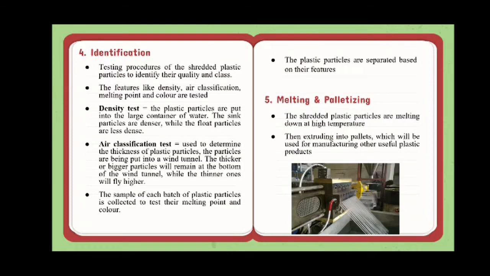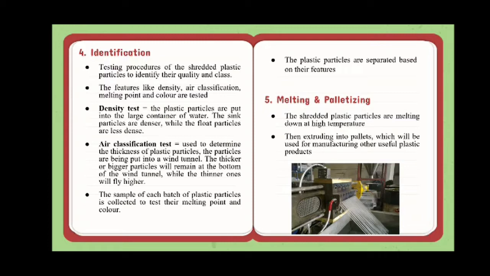Okay, the fourth step is identification. In this step, the shredded plastic particles are tested to identify their quality and class. Features like density, air classification, melting point, and color are tested. For the density test, the plastic particles are put into a large container of water. The sinking particles are considered denser, while the floating particles are less dense.